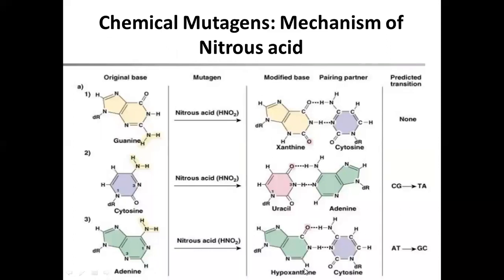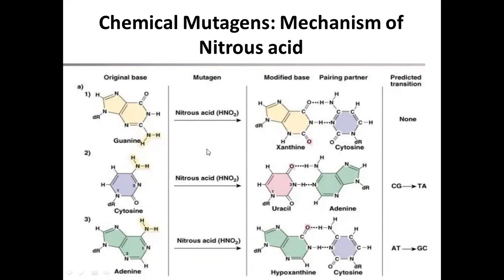And what is formed is hypoxanthine. So adenine is converted to hypoxanthine. Guanine is converted to xanthine. Cytosine has been converted to uracil. So this is what nitrous acid does. This is the mechanism of nitrous acid.